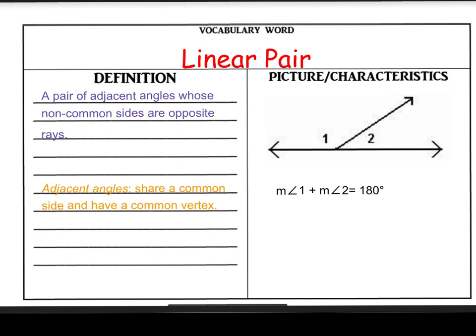Also, by definition, a linear pair has a sum of 180 degrees. So the sum of those two angles are supplementary. They add up to 180 degrees. I have the measure of angle 1 plus the measure of angle 2 is equal to 180. Go ahead and pause and take down the notes for this vocab word.